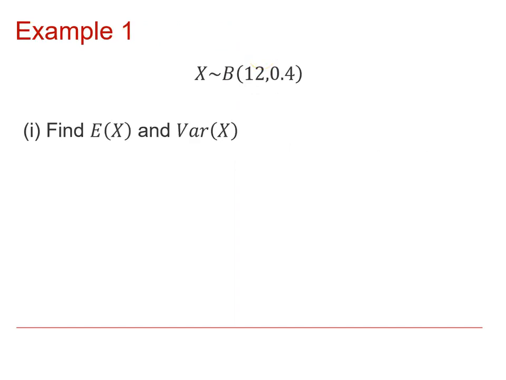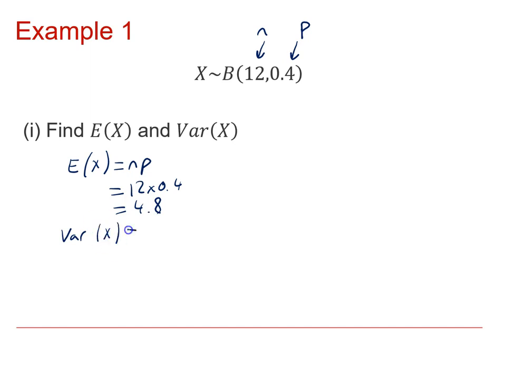So for the first example, x is distributed binomially, so n is equal to 12, probability of success is 0.4. The expected value of x is np, so that is 12 times 0.4, which is 4.8. The variance of x is equal to npq, which is 12 times 0.4 times 0.6, which is 2.88. Alternatively, you can simply multiply E of x by q.